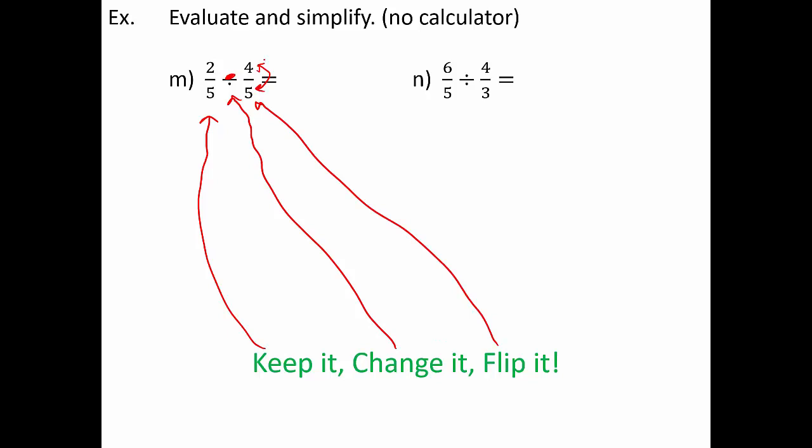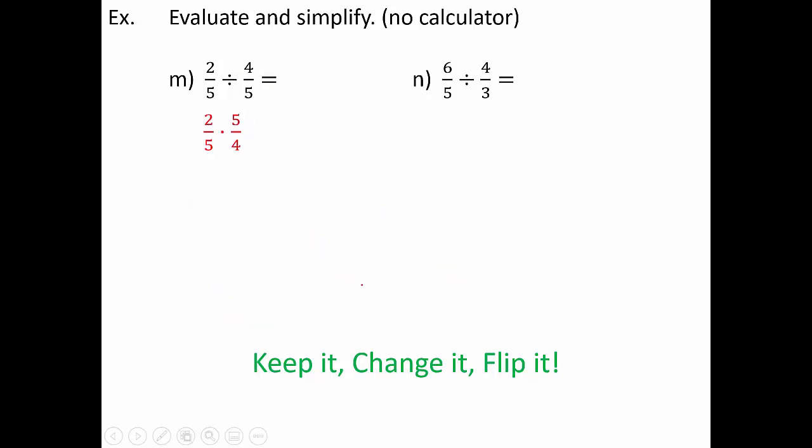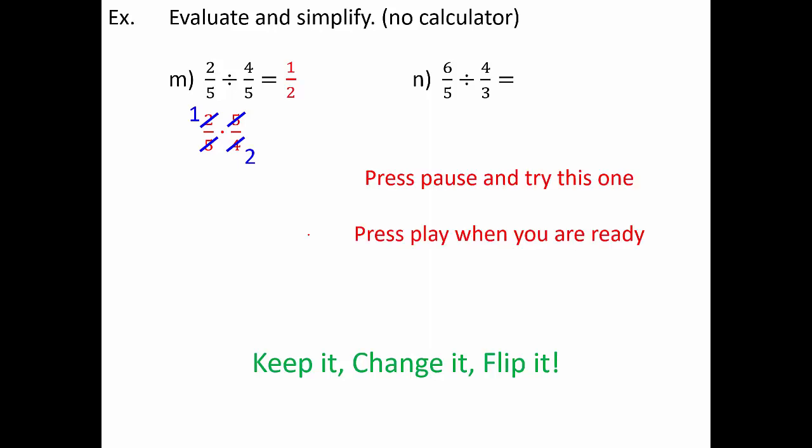Instead of 4 over 5, it's going to become 5 over 4. Then it's no longer a division problem, it's a multiplication problem, and follow the rules of multiplication. Before I start multiplying, I'm going to notice the 5s cancel out, and the 2 over 4 reduces to 1 over 2, so the only thing left on the top is 1, the only thing left on the bottom is 2. For question N, pause here, play when you're ready.